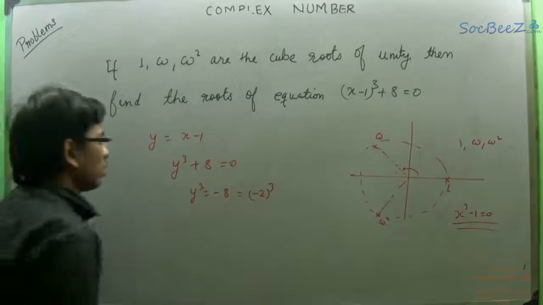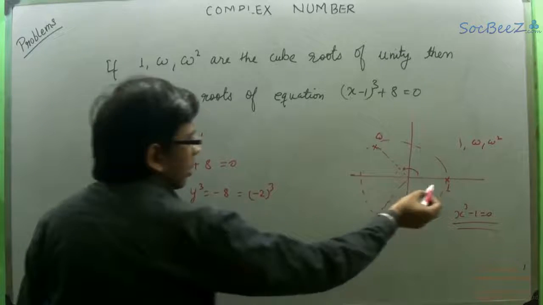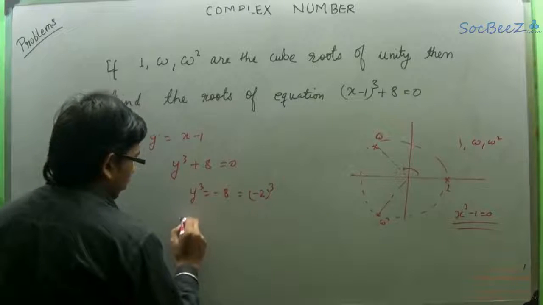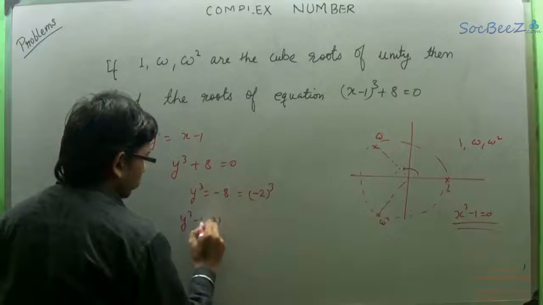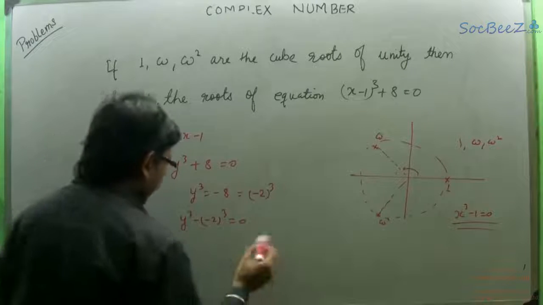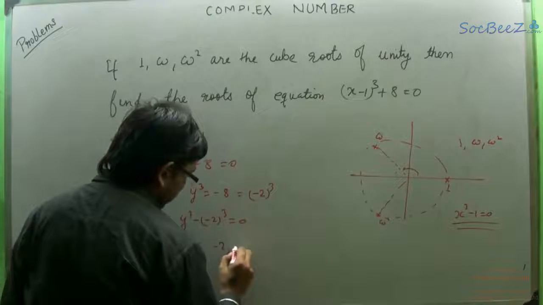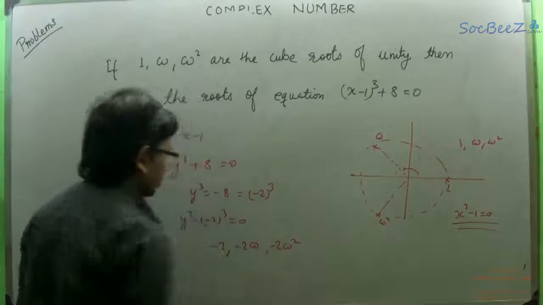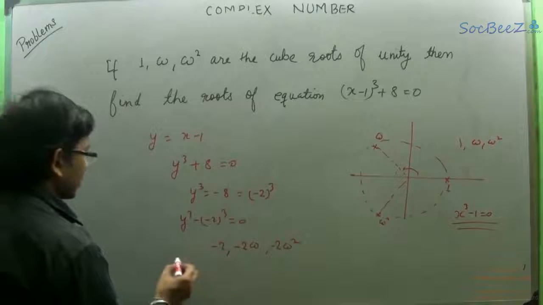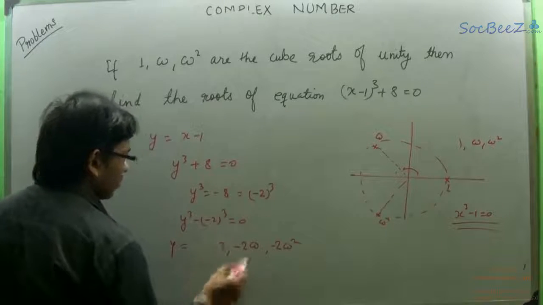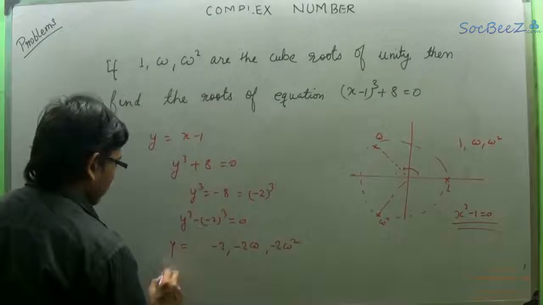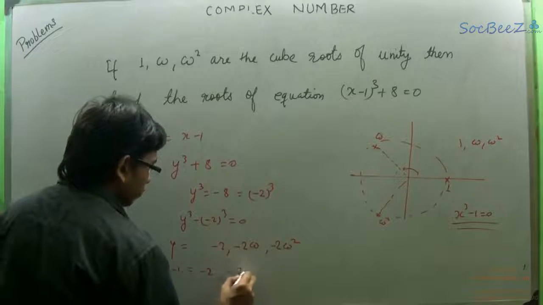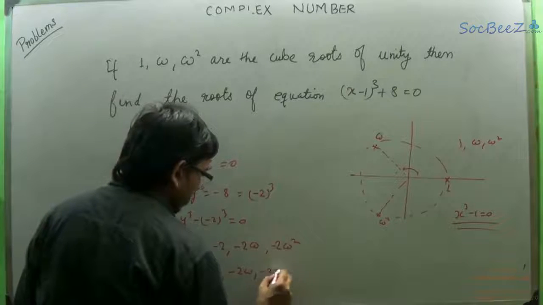(Minus 2) cube. So from the concept of cube roots of unity, the roots of this equation, that is y cube minus (minus 2) cube is equal to 0, must be minus 2, minus 2 omega and minus 2 omega square, isn't it? That means y is equal to minus 2, minus 2 omega and minus 2 omega square. y is x minus 1. So x minus 1 is equal to minus 2, minus 2 omega and minus 2 omega square.